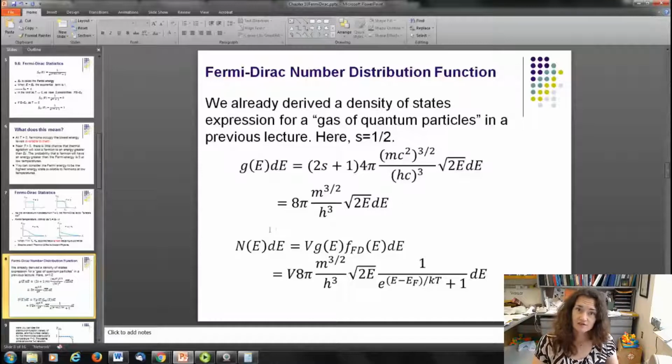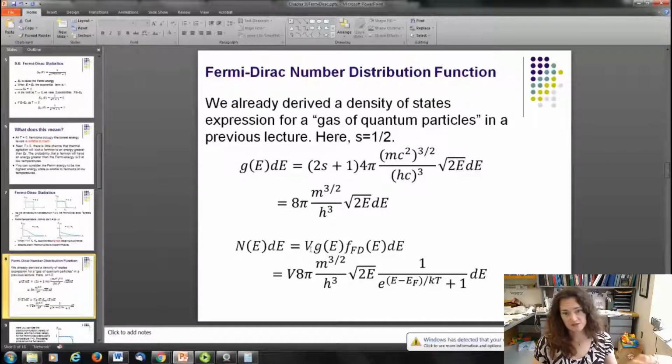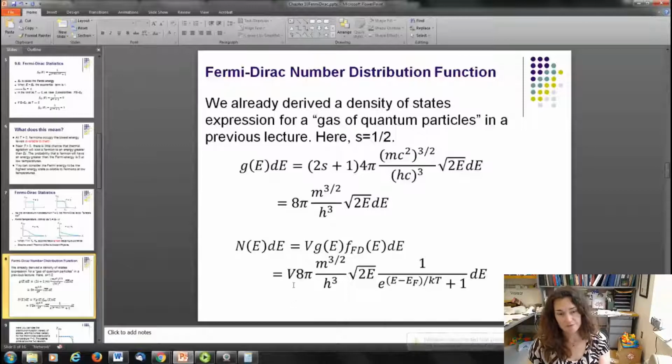Now, to get the full numerical distribution function, you multiply the volume times the density of states times the Fermi-Dirac distribution function, and then you have it. So we end up with N(E) dE equal to V, the volume, times 8 pi, the mass of the conduction electron to the 3/2 over Planck's constant cubed, times the square root of 2E, times 1 over e to the (E minus EF) over kT plus 1. And that is our Fermi-Dirac numerical distribution function.